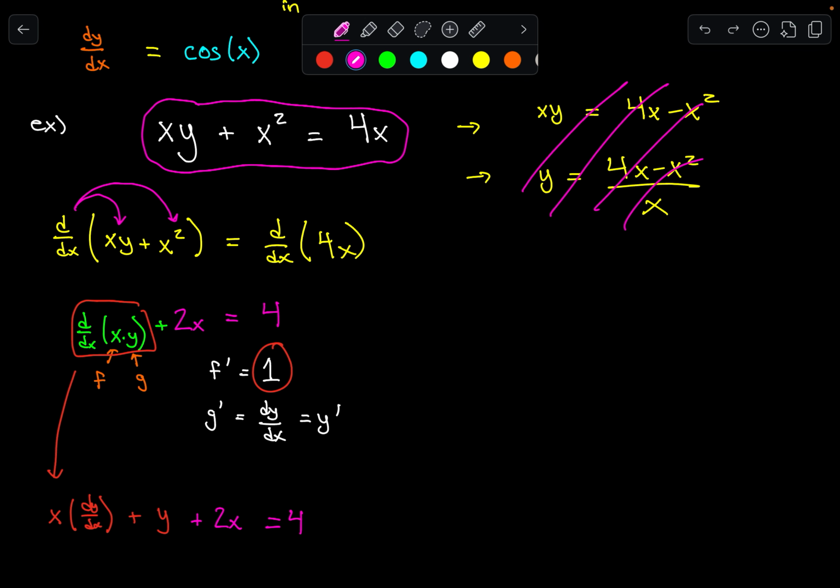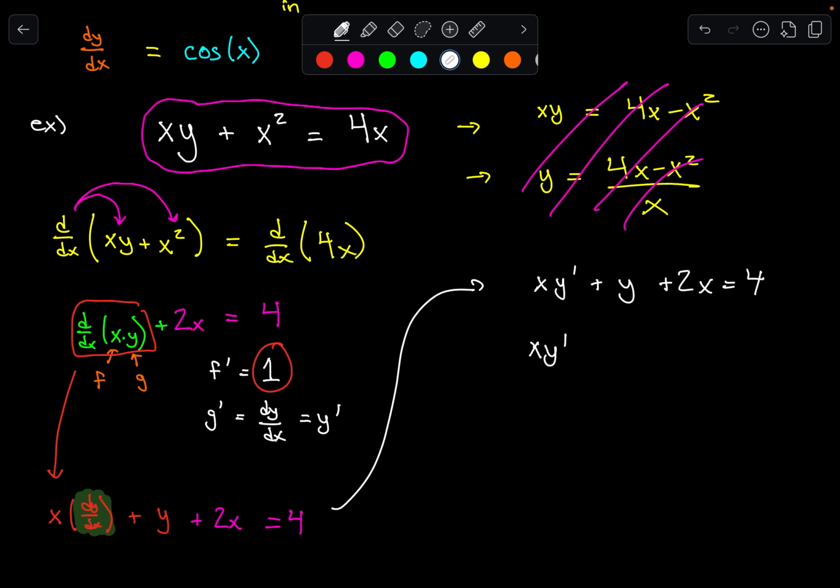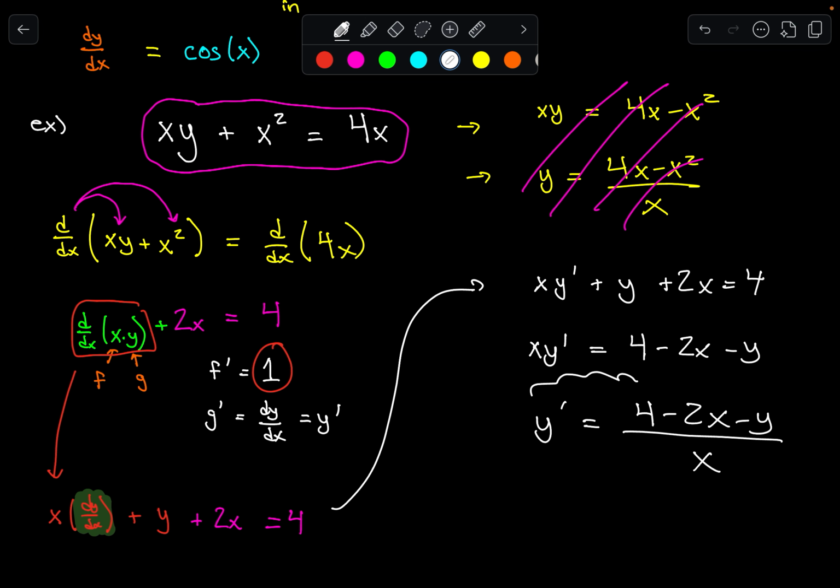And if the goal of this problem is to solve for the derivative, to get dy dx by itself, well, now at this point we're practically done. I can just say, okay, I have x y prime plus y plus 2x is equal to 4, right? This is my equation. I'm going to put everything on the right side that doesn't have a y prime attached to it. So we're going to get x y prime is equal to 4 minus 2x minus y. And last but not least, y prime is 4 minus 2x minus y, all over x. And this is my answer.